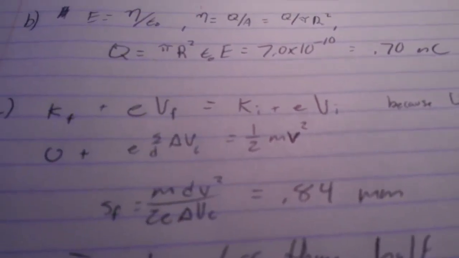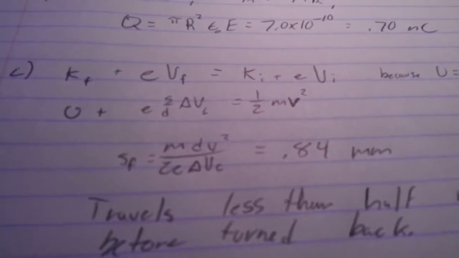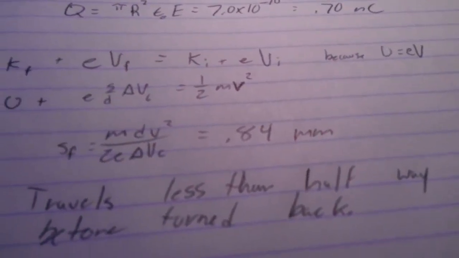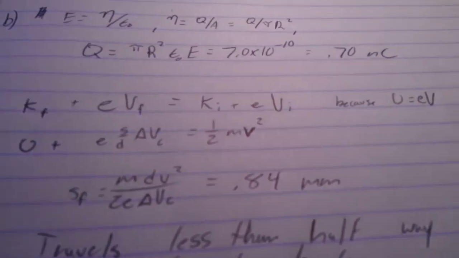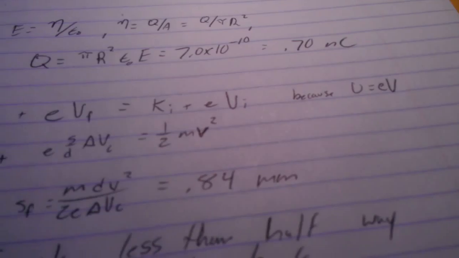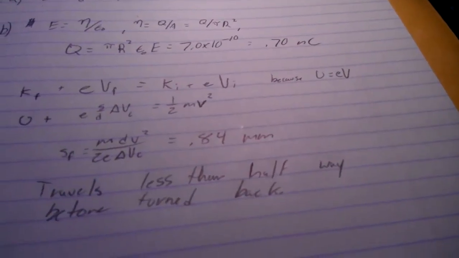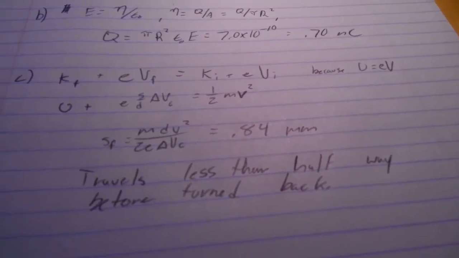And then you just manipulate the equation again. We're looking for that distance s, how far it's going to go. And plug in the values we know, and we end up with 0.84 millimeters. So it doesn't actually even get halfway in between the two plates. It's turned around before that. So yeah, that's the end of the problem.